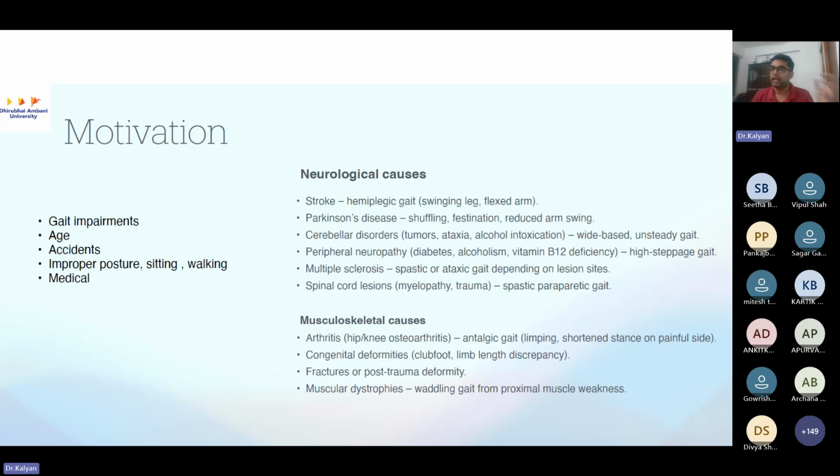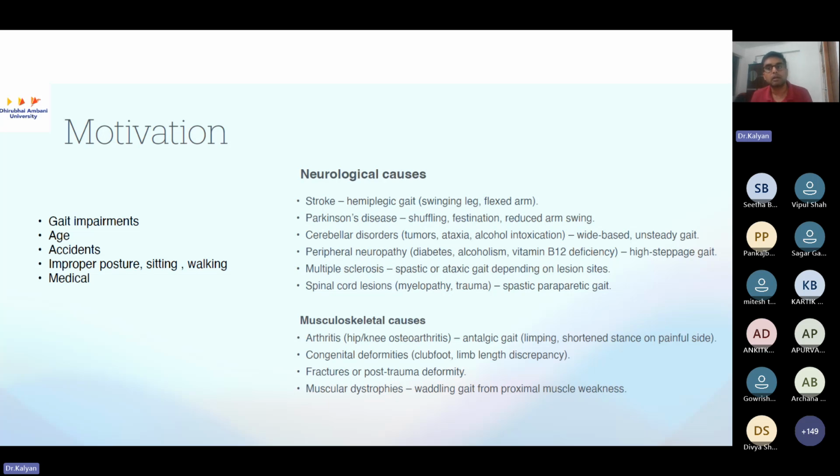So age is one, accidents are one. Most common reasons: improper posture while sitting, while standing, while walking. If you sit cross-legged, that could lead to walking issues. So if you're sitting cross-legged, please don't. Sit straight, no parallel legs. I learned this from my doctor when I had back pain, and of course there are medical reasons.